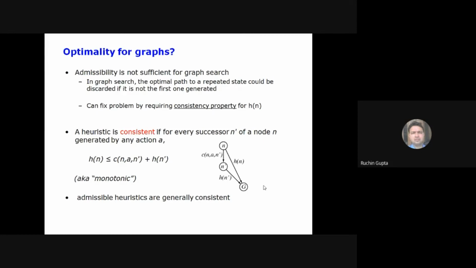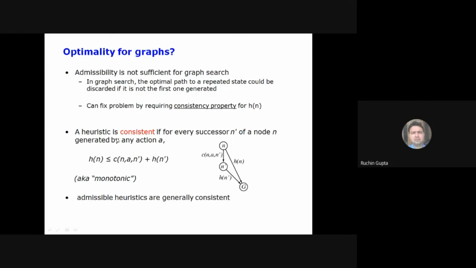There is another property of this algorithm. Admissibility is not sufficient for graphs. Sometimes when you apply this A star algorithm, the tree will look like a graph. In that case, we can use the consistency property of this heuristic function H. In graph search, the optimal path to a repeated state could be discarded if it is not the first one generated. So what is this property?